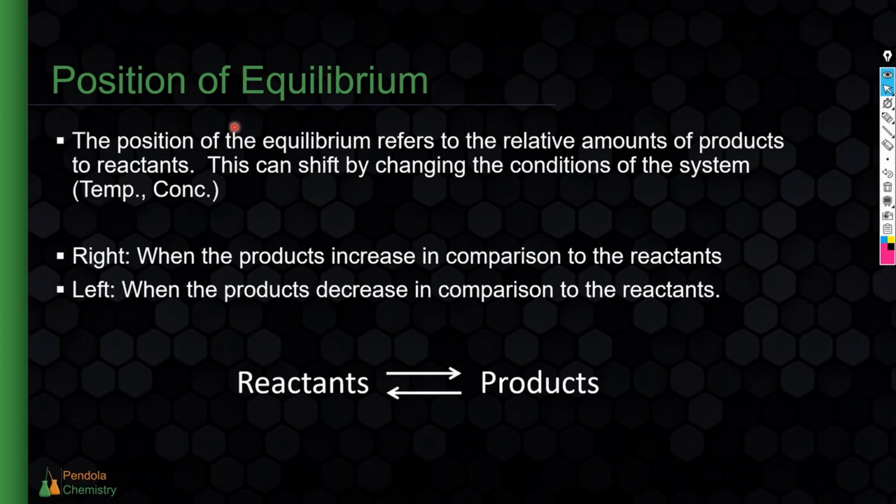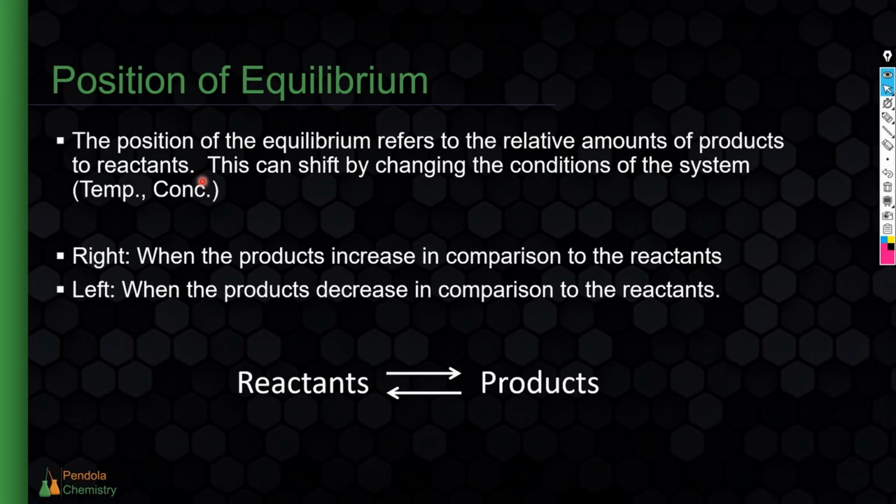The position of the equilibrium and the relationship between the amount of reactants and products can be shifted. It can be changed when we change a few different factors. We could change the temperature, the concentration, or even the pressure for very specific reactions. So anytime we change one of these external factors, we can, what we call, shift the position of the equilibrium.